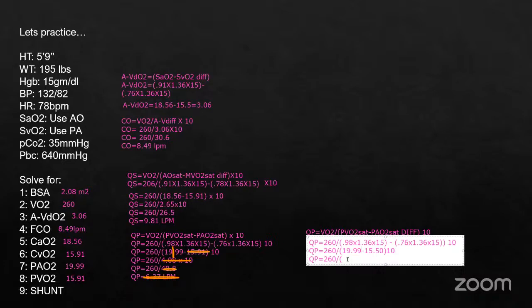So this 1999 minus 15.5 equals 4.49, times 10. QP equals 260 divided by 44.9. And QP equals 260 divided by 44.9, 5.79 liters per minute.